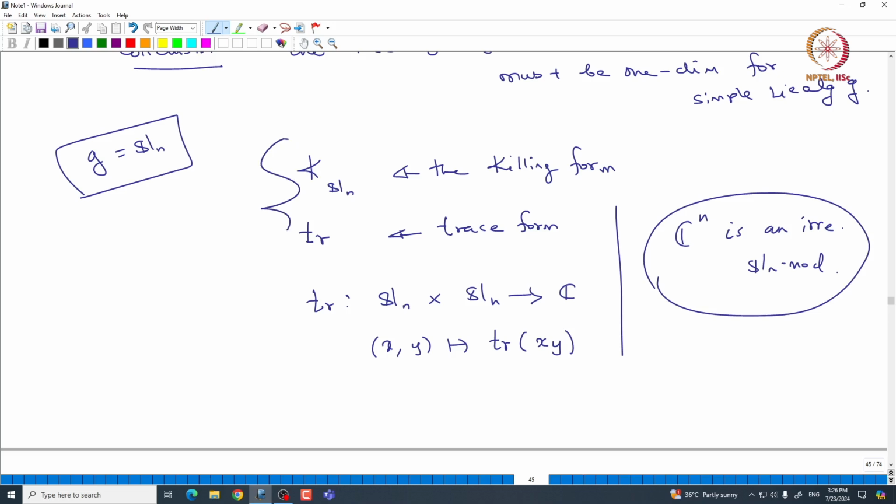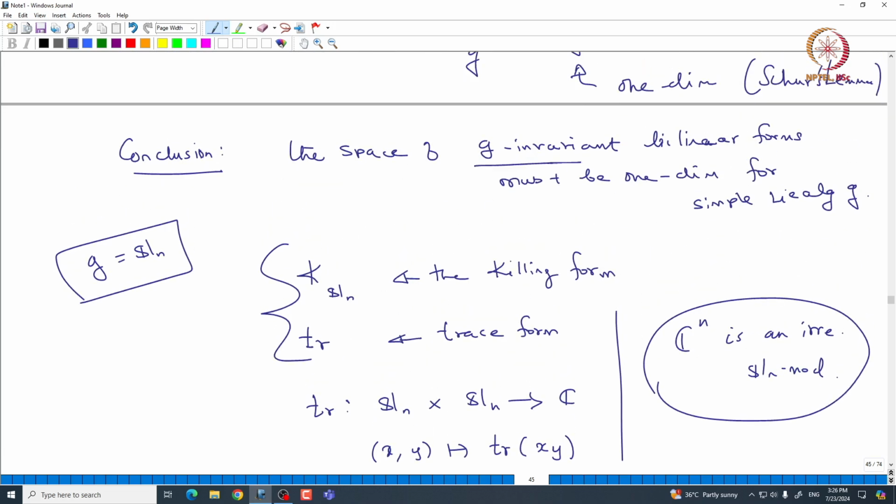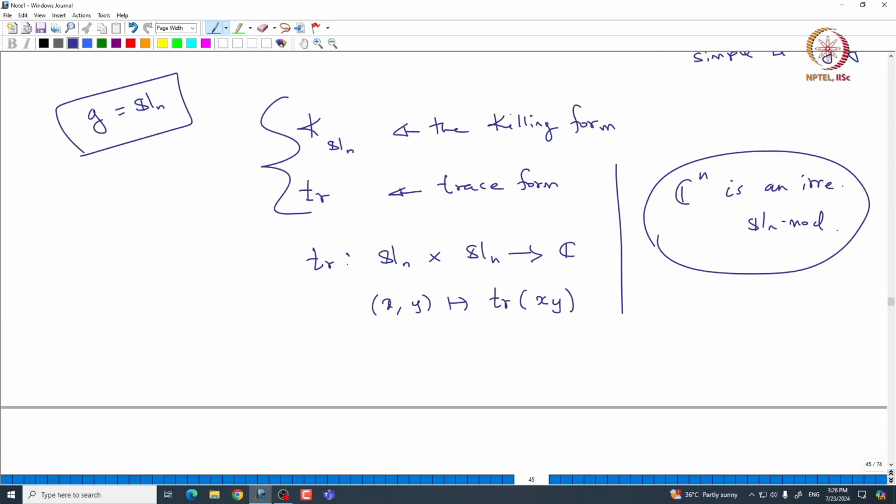So, you have these two forms. Then the general theory tells you that G invariant bilinear forms form a one dimensional space. In particular, these two forms must be scalar multiples of each other. It is not hard to prove that this form is G invariant. Actually, we have proved it for any V being a G module, so Cn being an SLN module, this trace form becomes G invariant. That is obvious.